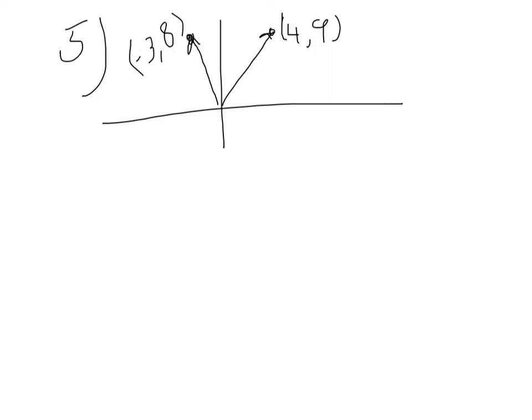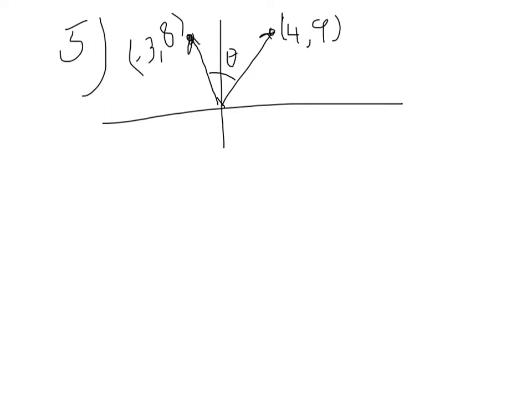Hey class, what we're going to do is take a look at number 5 and try to figure out what the angle measure is between these two vectors. If you want to take a minute, pause this, and read through number 5 so you can understand where this vector 4, 9 and this vector 3, 8 came from. Now that you're done pausing it, what we're trying to find is this angle theta.